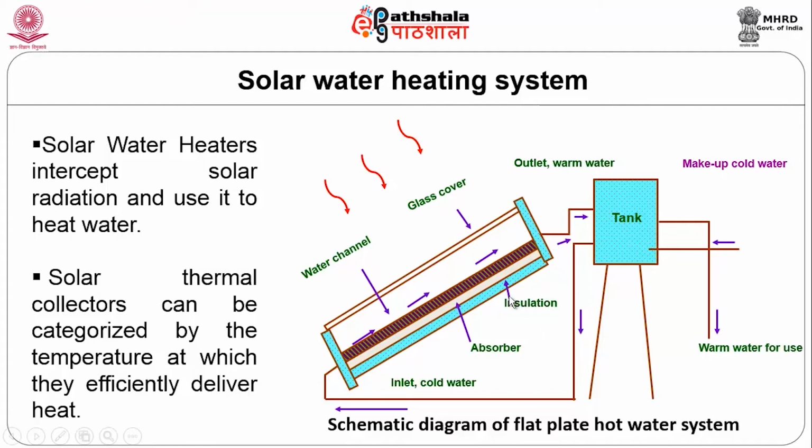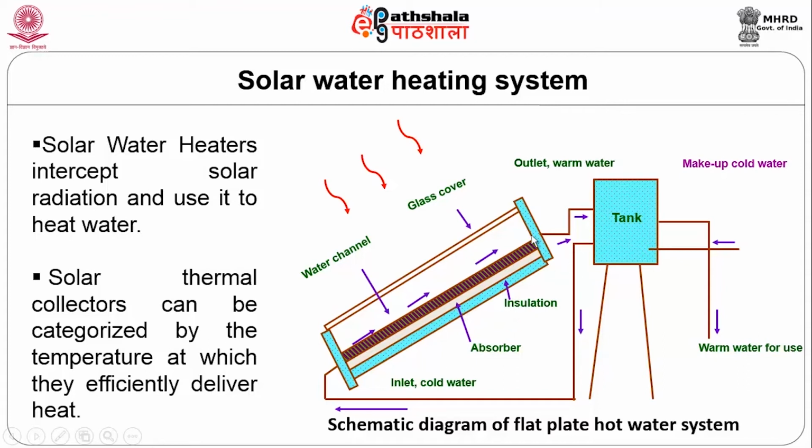This is a very simple flat plate hot water system, which is conventionally used all over India, particularly in some of the states. For example, in Karnataka, this has become mandatory: before they get approval for housing, they have to show that they are going to install the water heating system, and only then will the approval be given.